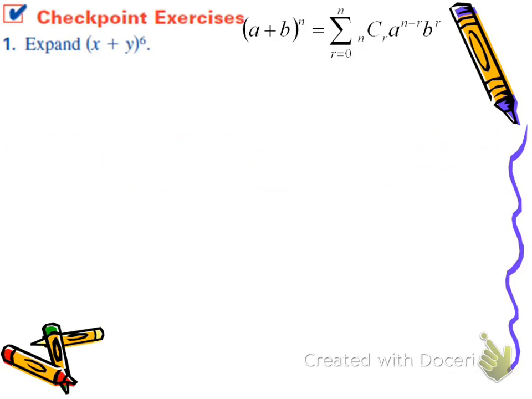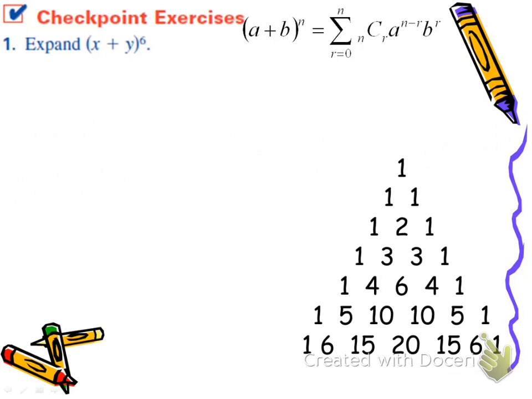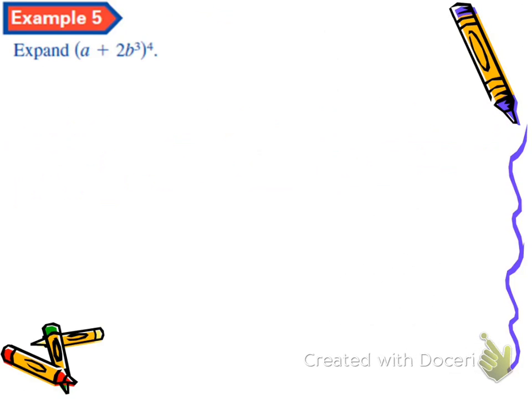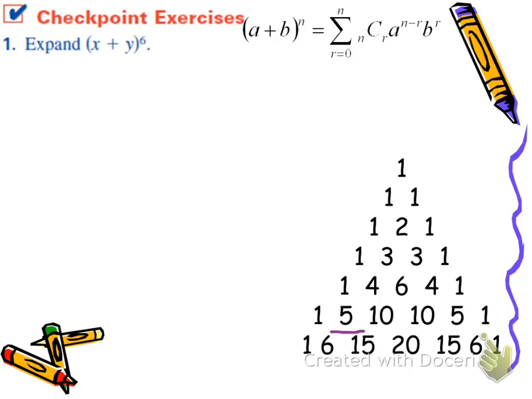Alright, with this binomial, we're raising it to the 6th power. So we know in Pascal's triangle we need to go down to where we have the 6th. This row of Pascal's triangle will be our coefficients, our combinations. Why don't you pause it, give it a try, and then come back and see if you were correct.